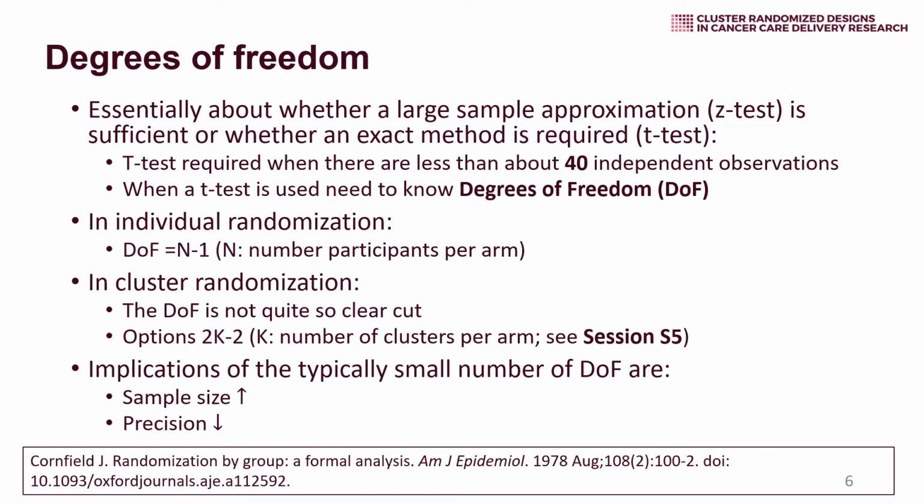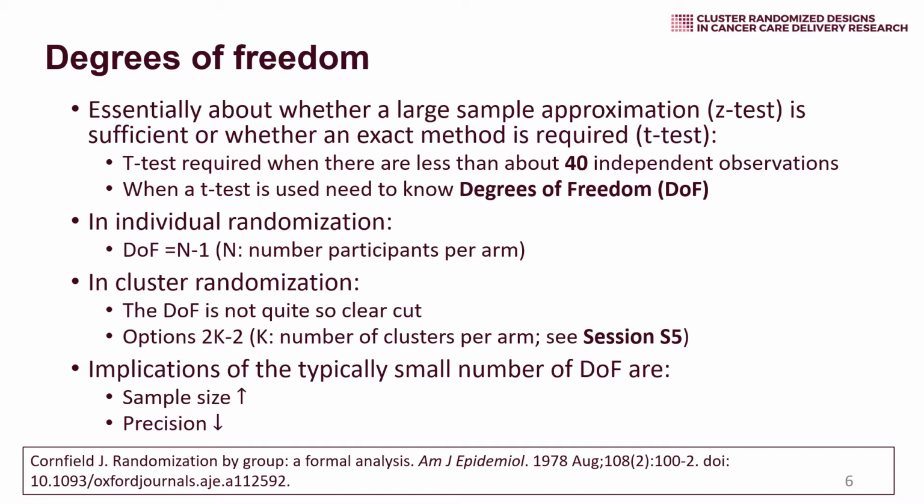The second penalty of cluster randomization is what's known as this degree of freedom correction. And essentially this is about whether a large sample approximation, i.e. z-test, is sufficient or whether a more exact method is required, such as a t-test. Now, it turns out that t-tests are required when there are less than about 40 independent observations. And when a t-test is used, we need to know what degree of freedom to use on this test.